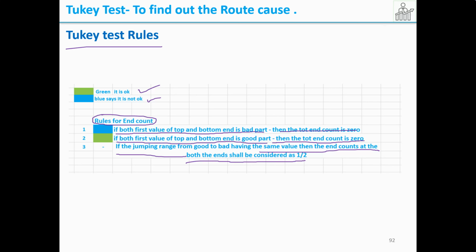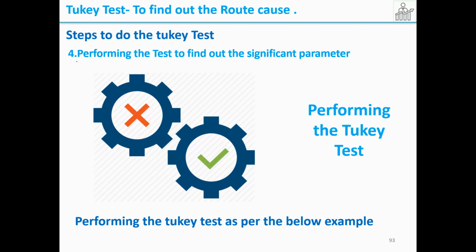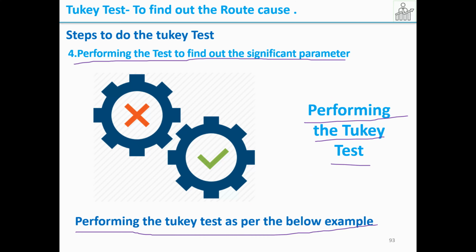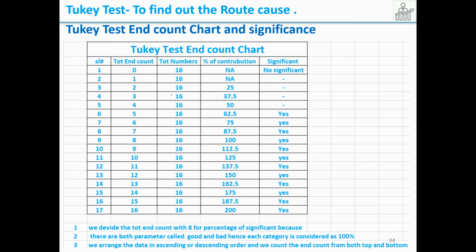So what are these rules? When we perform the two key test, we'll understand the rules. Step 4: performing the test to find out the significant parameter. So we'll perform the two key test and see which parameter is going to affect my dimension or defect. And there is a master chart for the total n count that we're going to calculate. If the total n count is more than 6, that means 75% of the time that parameter is affecting my output. So this is how the chart is made.